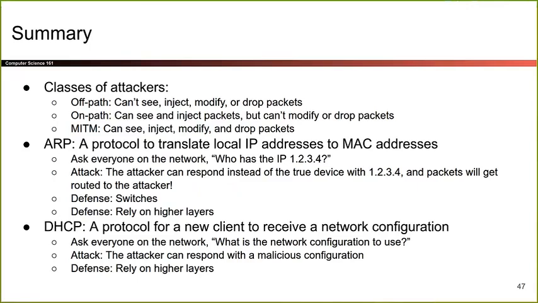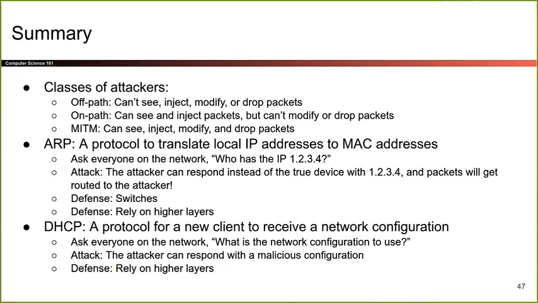Then there's DHCP. DHCP is a protocol for a new client to receive a configuration. So the first time you ever connect, you have to figure out what IP address you want, where is the router, where's the DNS server. The way you do this is kind of similar. You just ask anyone, hello, does anyone know? And whoever answers first, you'll just take their word for it. So again, the attacker can respond with a malicious configuration. And there's no great defense because there's no trust anchor. So we'll use higher layers to defend against that in later lectures.